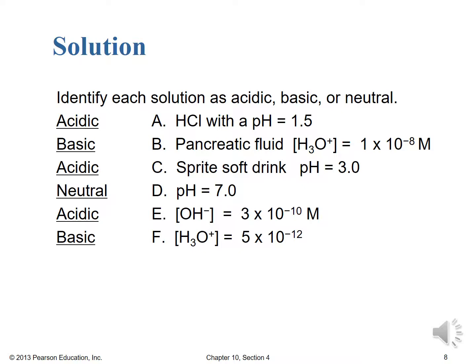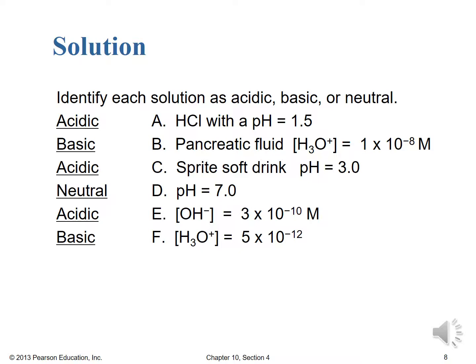For C, Sprite soft drink has a pH of 3.0. Just like A, we have a pH less than 7.0, so we would expect it to be acidic. D, a pH of exactly 7.0 should be neutral. E, an OH- concentration of 3 times 10 to the minus 10 molar. Now, if you recall, for neutral water at 25 degrees Celsius, that OH- concentration equaled the H3O+ concentration, which equaled 1.0 times 10 to the minus 7. So here we have a smaller concentration of OH-, which means we must have a greater concentration of H3O+, and therefore must be acidic.